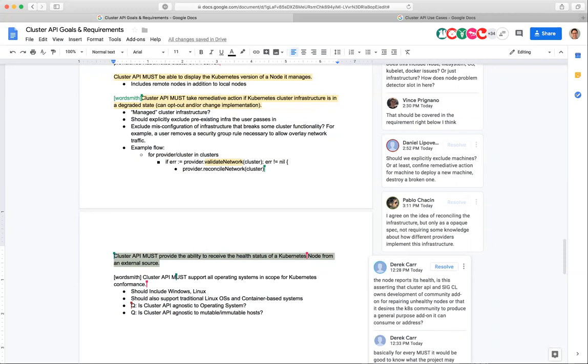Yeah, so the goal behind this one was to basically say that we don't want to own higher level health status outside of bare minimum status and reconciliation of that status. Instead, we should be able to accept input from the node problem detector or other external sources to determine node health and how to take action on those nodes.